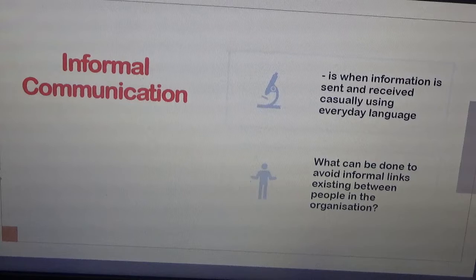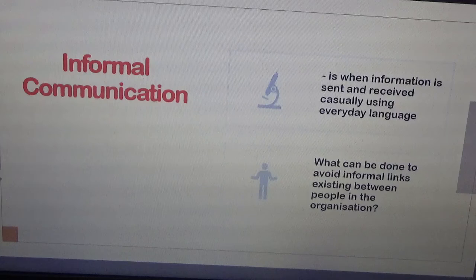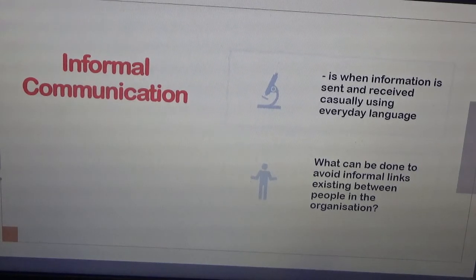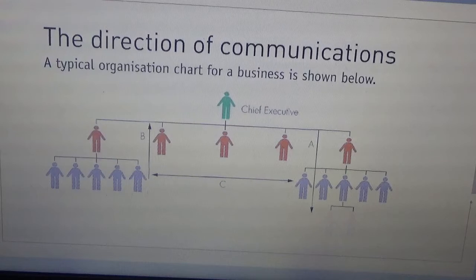Now, what can be done to avoid informal links existing between people in the organization? Let's see. We have the managers. Since they cannot prevent the informal links existing between people in the organization, they have to illustrate or present the direction of communications via the organization chart. Okay, now on page 125 of your book, you will find there a diagram of the direction of communications. A typical organization chart for a business is shown here.